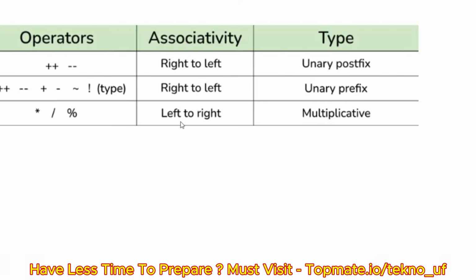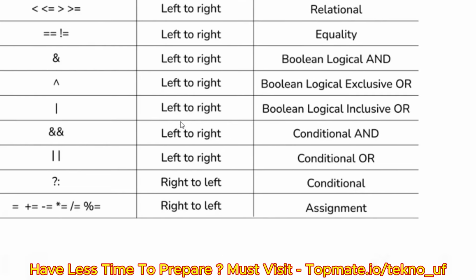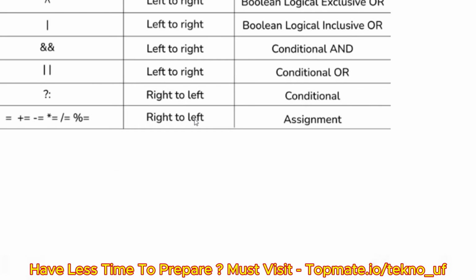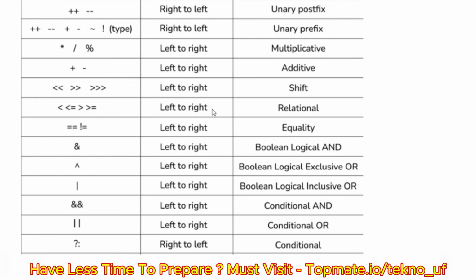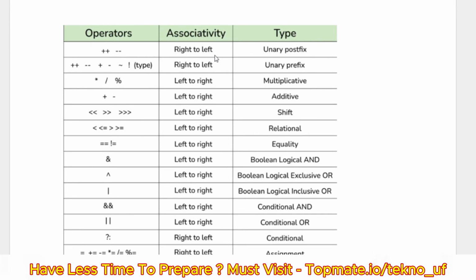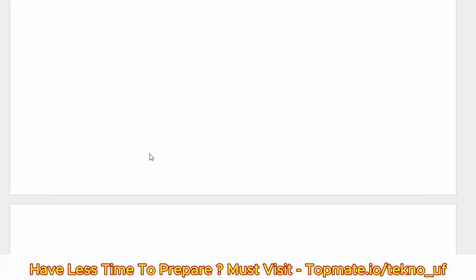This is the operator precedence table. If you find this useful, you can take a screenshot and memorize it. We have less than here, and also we have OR. So we need to evaluate less than first and then evaluate OR. This is the operator precedence we need to follow.